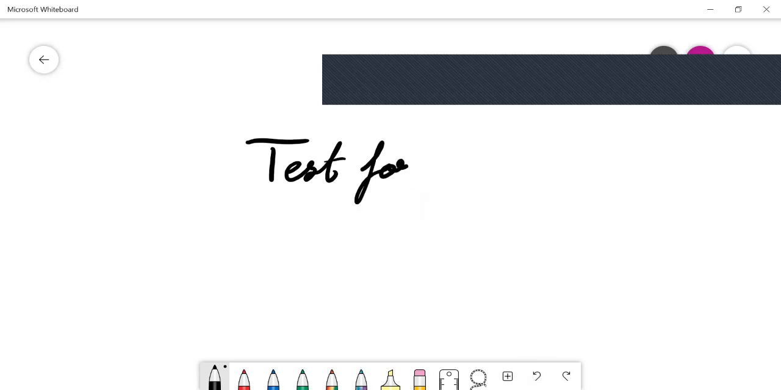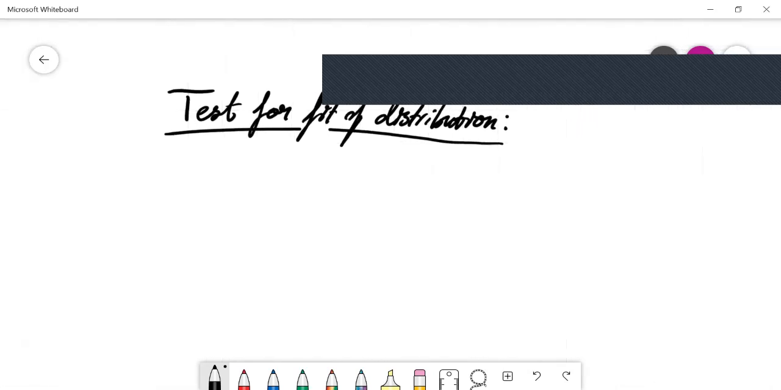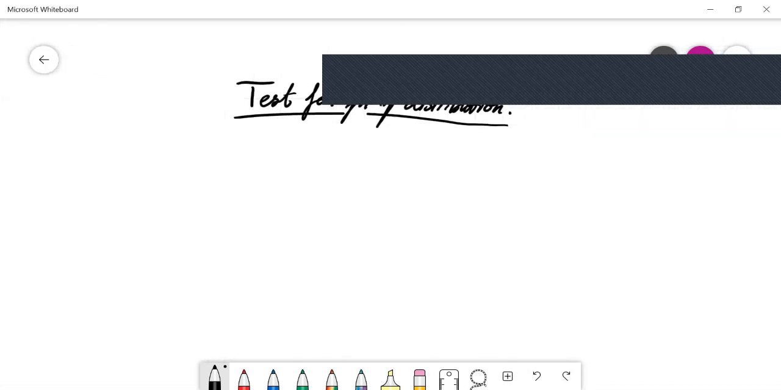Test for fit of distribution. And essentially what this is, if we were to do, say, the example in your book, is if we have births, there's this hypothesis that essentially fewer babies are born on weekends. So we have the day, we have the number of births, okay, and we have some data, and I'll fill that in real quick.